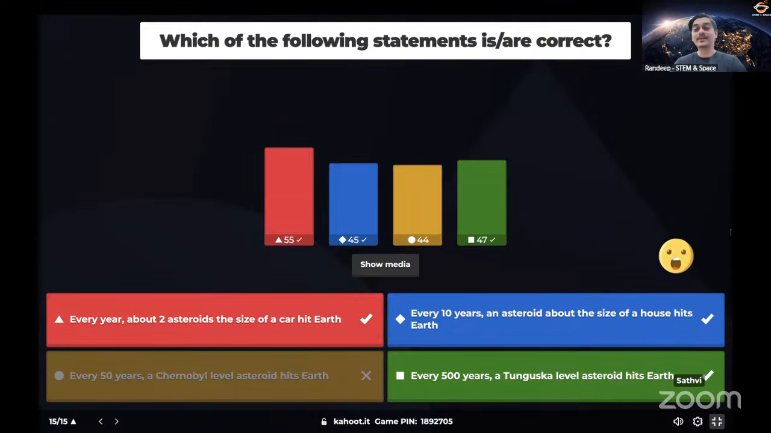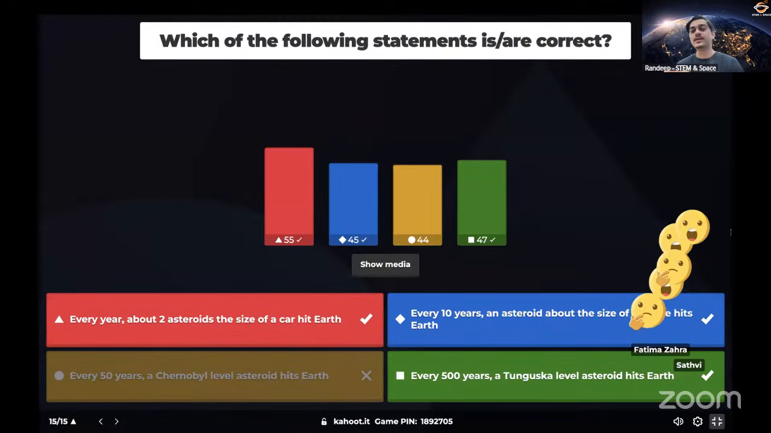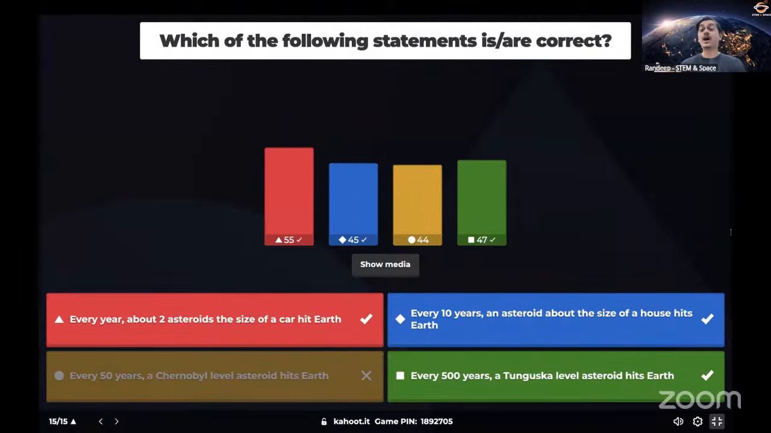While if you look at the other three, these three are factually correct, because that's what I had also shown you during the recap, which is why we need to take asteroids seriously, because these are the statistics. Every year about two asteroids, every 10 years an asteroid as big as a house, and every 500 years a Tunguska-level event occurs. So there is a good chance of risk that exists with asteroids.